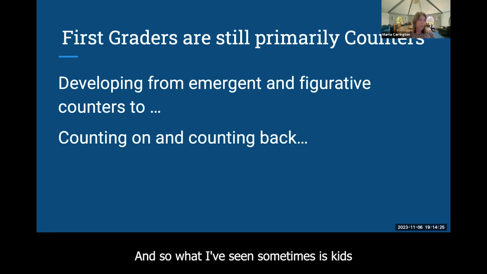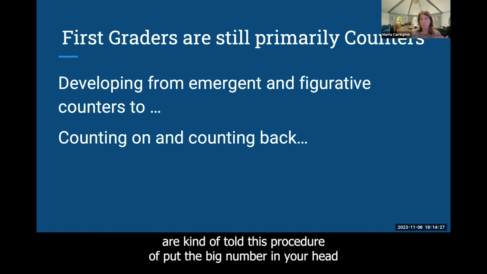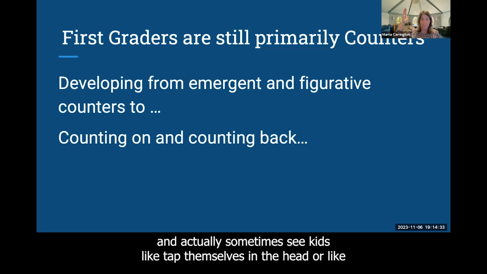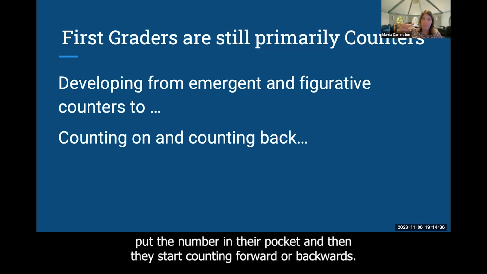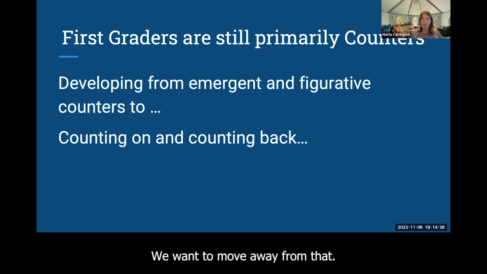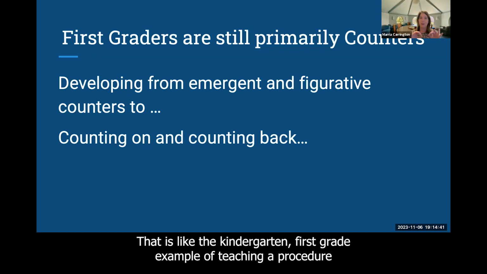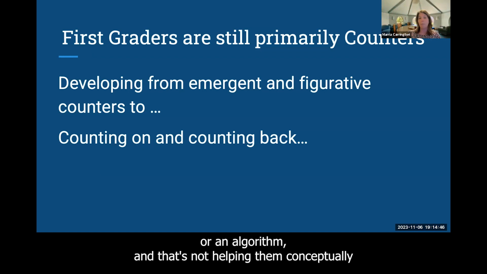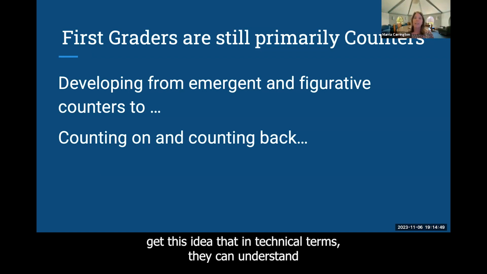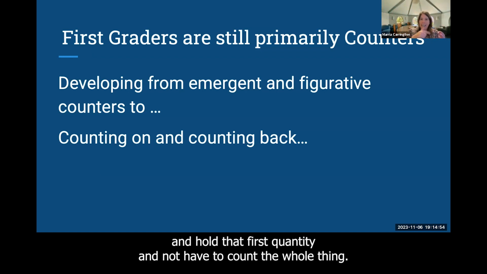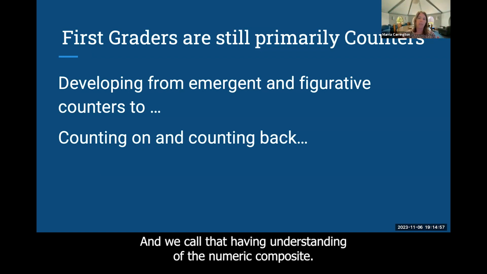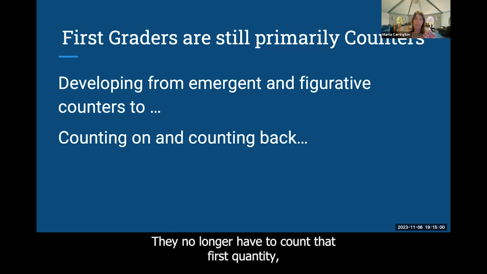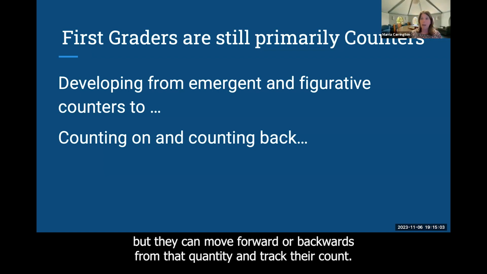And so what I've seen sometimes is kids are kind of told this procedure of put the big number in your head, and you actually sometimes see kids tap themselves on the head or put the number in their pocket, and then they start counting forward or backwards. We want to move away from that. That is the kindergarten, first grade example of teaching a procedure or an algorithm, and that's not helping them conceptually get this idea that in technical terms, they can understand and hold that first quantity and not have to count the whole thing. And we call that having understanding of the numeric composite. They no longer have to count that first quantity, but they can move forward or backwards from that quantity and track their count.